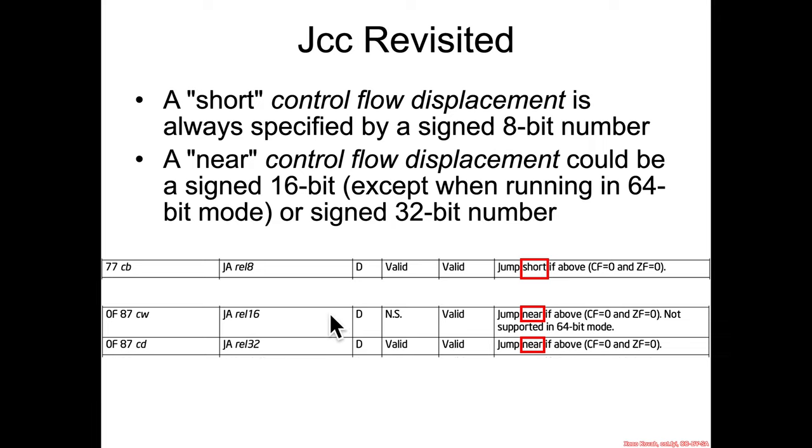So what does it mean? It's a signed 32-bit number. So it means it can jump 2 billion forward or 2 billion backwards. Or if it happens to be an 8-bit value, 127 forwards or 128 backwards.